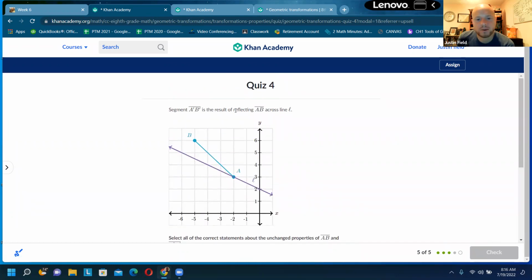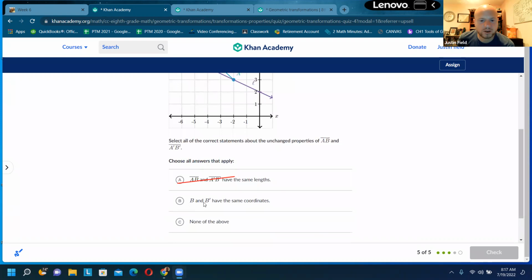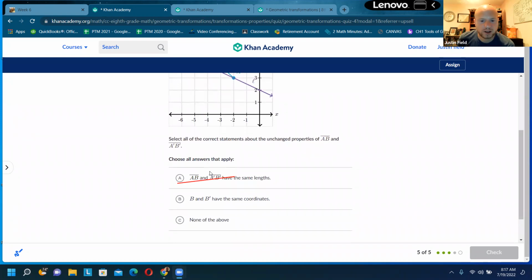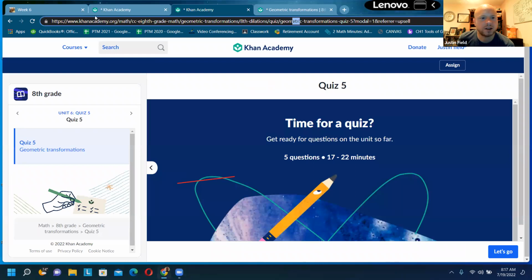Segment A prime B prime is a result of reflecting AB across line L. So then that would make it like this here, something like that. But we want to know what's preserved. Okay. So you can do that one. Let me move on to quiz 5.